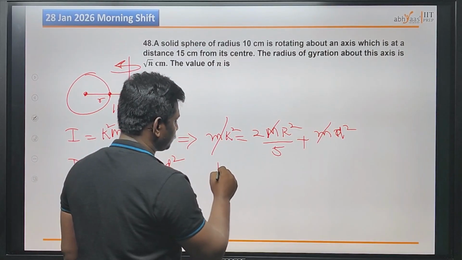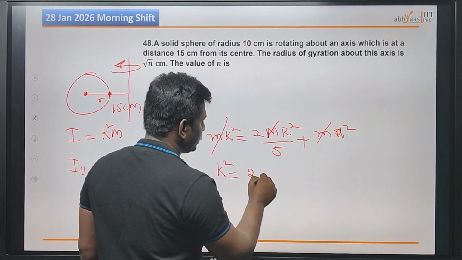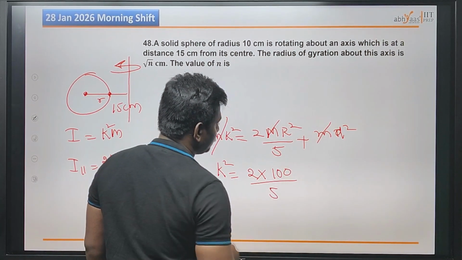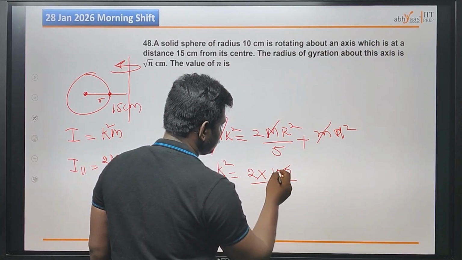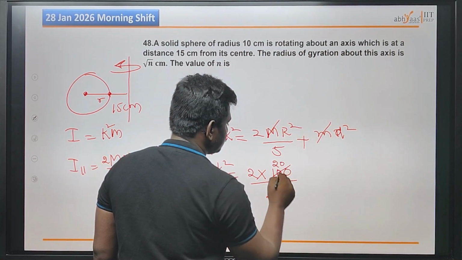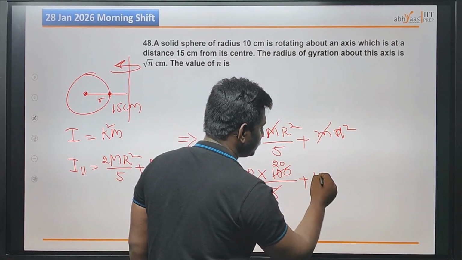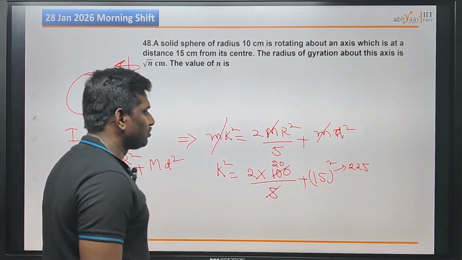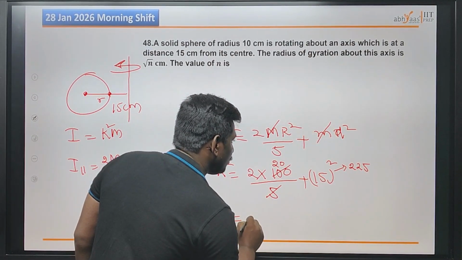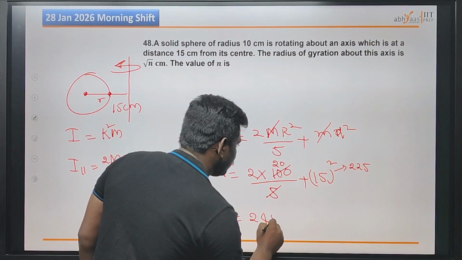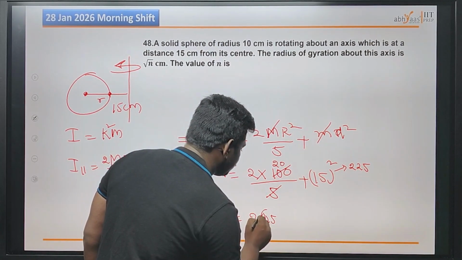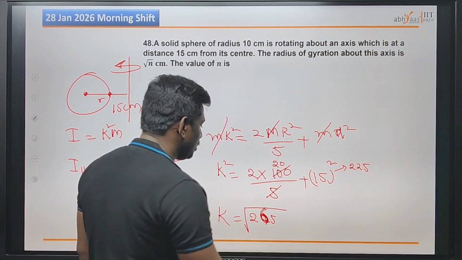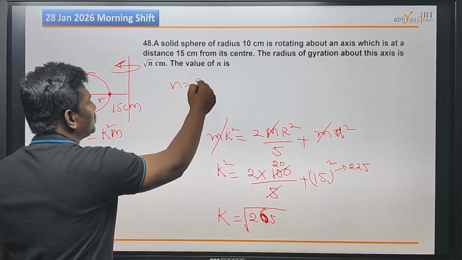K square equal to 2 into r square, that is 10 square, 100 by 5, which is 40, plus d square, that is 15 square, you will get 225. Total you are having 265. What is K? K is nothing but under root 265. So n can be written as 265.